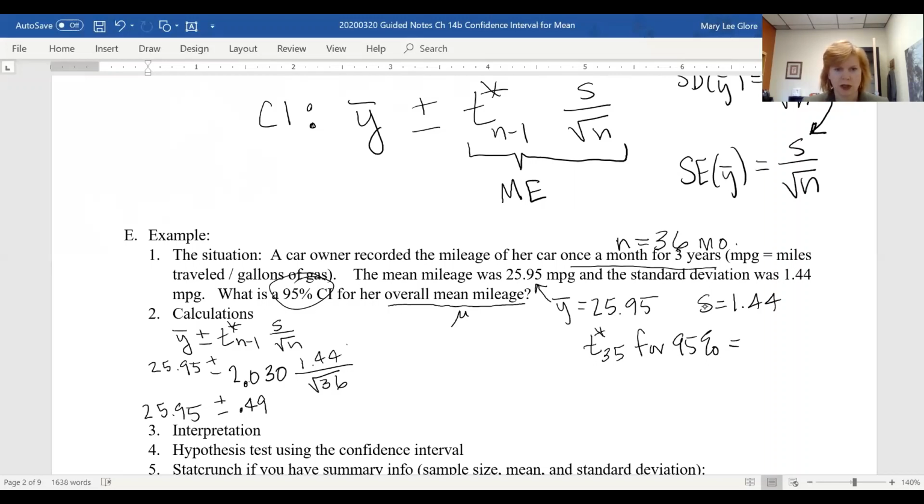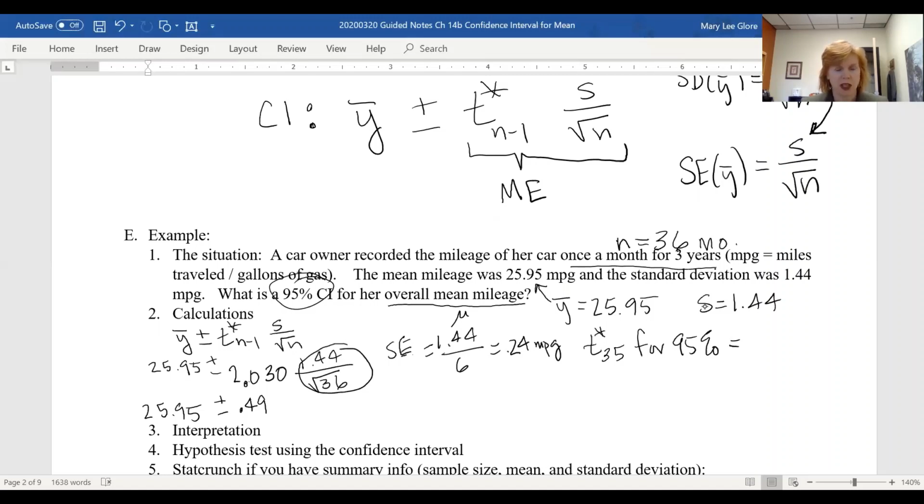By the way, this whole thing right here, that's the standard error. For the standard error, this is going to be 1.44 over the square root of 36, we happen to have an even square there, over 6, and this is actually 0.24 miles per gallon. So this is my estimate of how spread out her mileages are month to month.